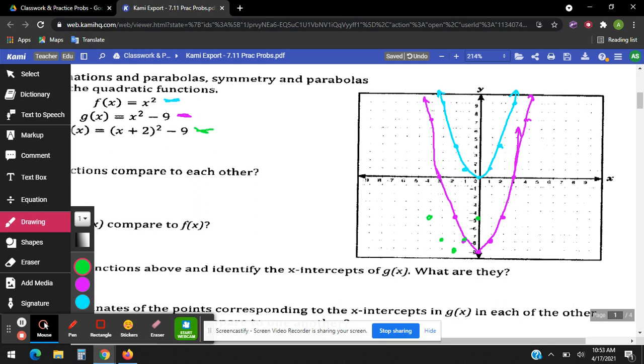4 minus 9 is negative 5. If I throw in a negative 2, then that puts us back here. If I put in a negative 1, negative 1 plus 2 is 1. 1 squared is 1. Minus 9 is negative 8. So everything's just kind of scooted over 2. So here's 3. So if it scoots over 2, it's over at 1. And the 7, let's see, 4. 4 plus 2 is 6.